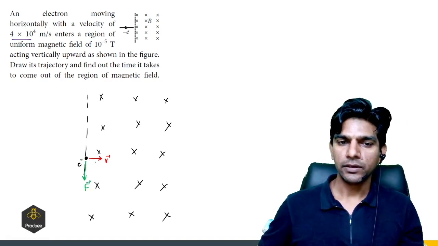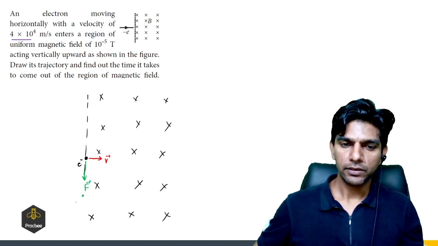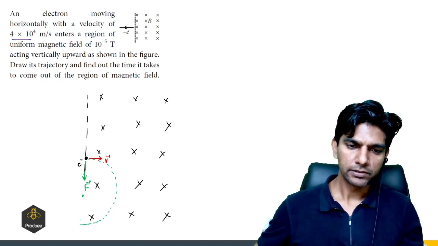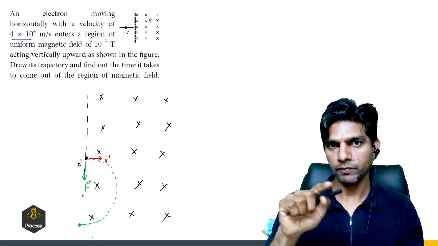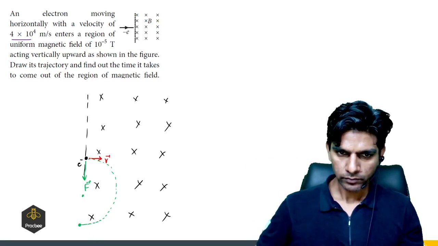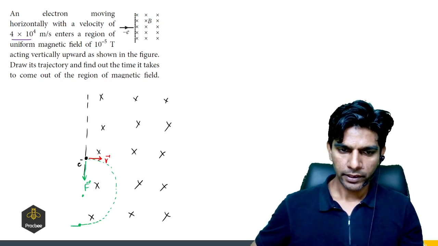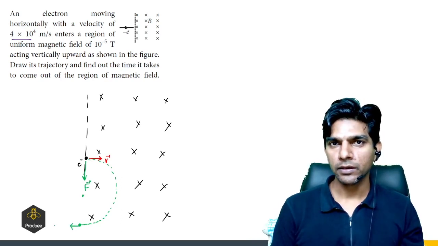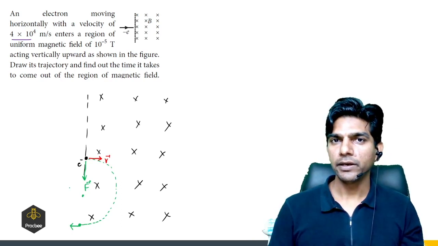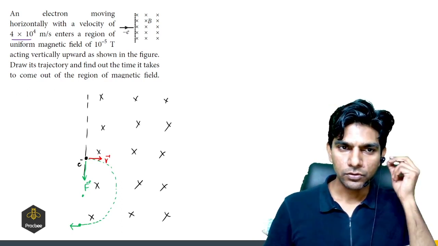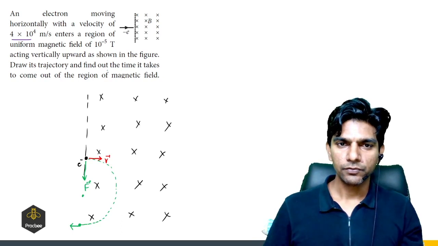So if this is the magnetic force, the center will be somewhere here. So it will move in a circular path and it will come out like this, right? It will complete a semicircle and will come out. And once it comes out of the magnetic field, there will be no magnetic force. So we can say the electron will complete half circle. So this is the trajectory, and now find out the time.